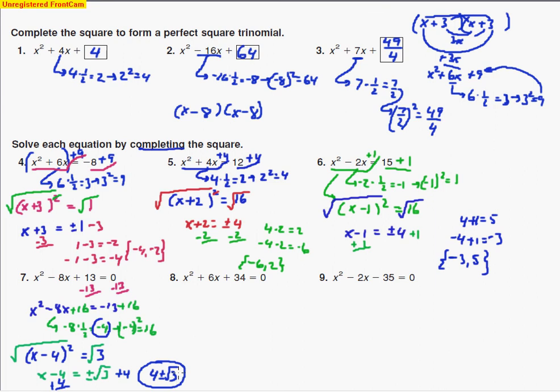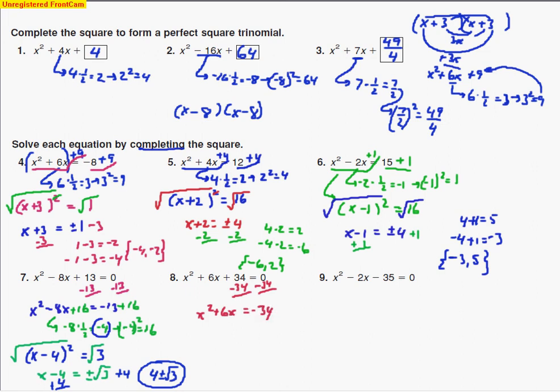We're not going to take the square root of the numbers that aren't perfect squares. So we're going to end up seeing that with this next one as well. So let's take a look at it. So the first step is to move that 34 over. So I subtract that from both sides. So I've got this x squared plus 6x equals negative 34.